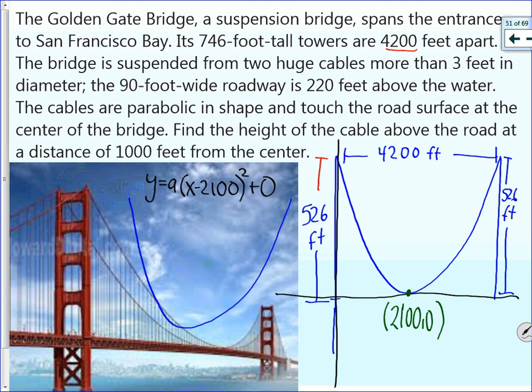And then how do we solve for A? Noah? You could have x be 0 and y be 526. Okay, so you want to plug in the y-intercept? Yeah. So if we plug in 0, 526, we can solve for A.